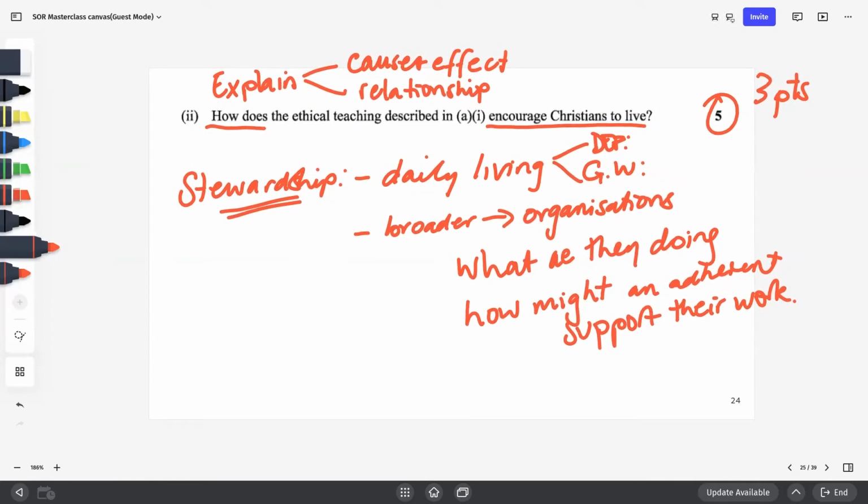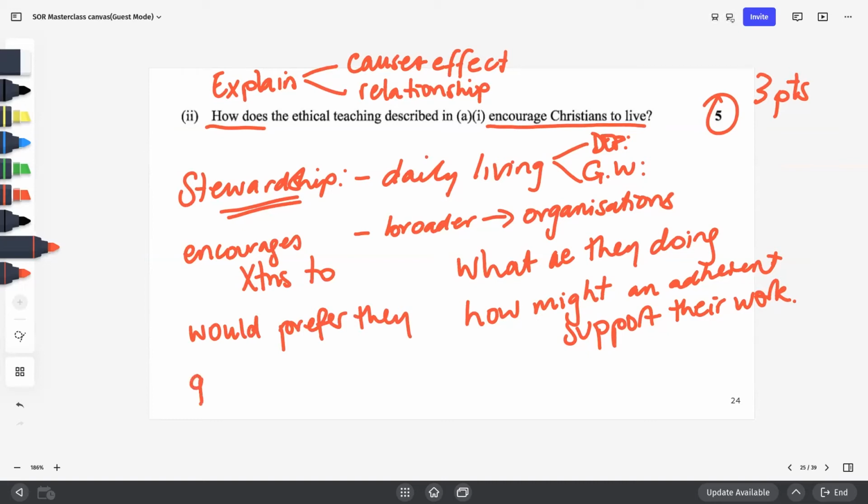All the time, you are saying that stewardship encourages Christians to. Just some shorthand here. Would prefer that they did this. That's encouragement. Something around guiding so that they would then make the decision to. All of this language is around encouragement. So you just need to put all of that.